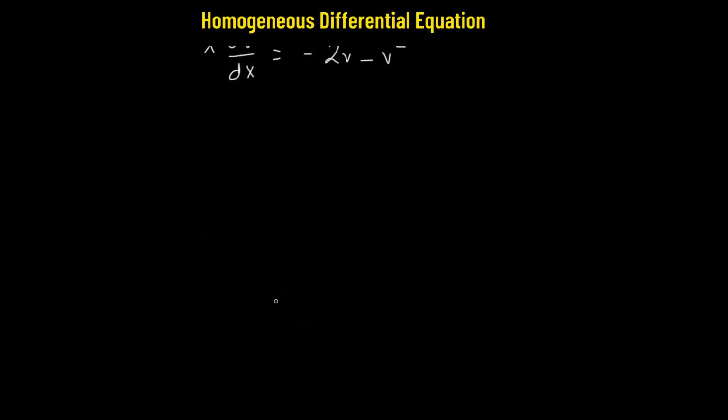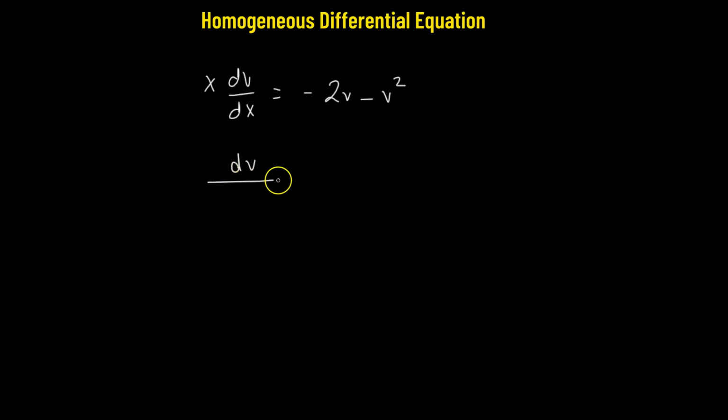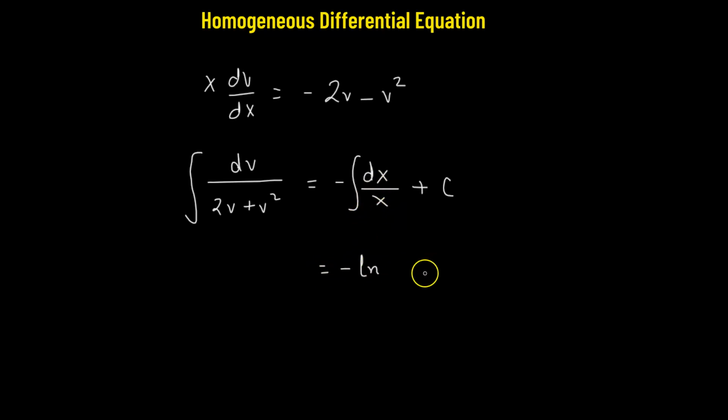Now we can separate the differentials. And this will give us dv over 2v plus v squared equals negative dx over x. So this is in the separable form. That means we can integrate both sides, plus the constant of integration c. Now, integration of dx over x is pretty simple and straightforward. So that's natural log of x plus c.